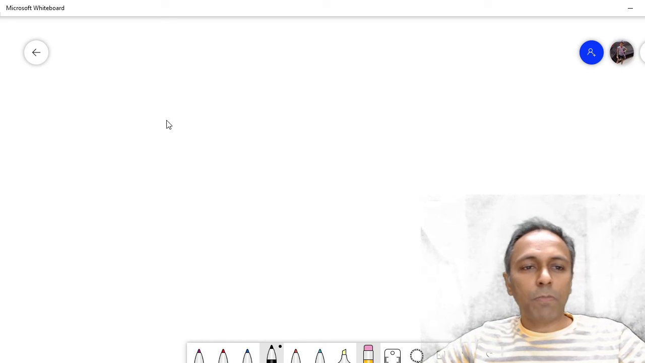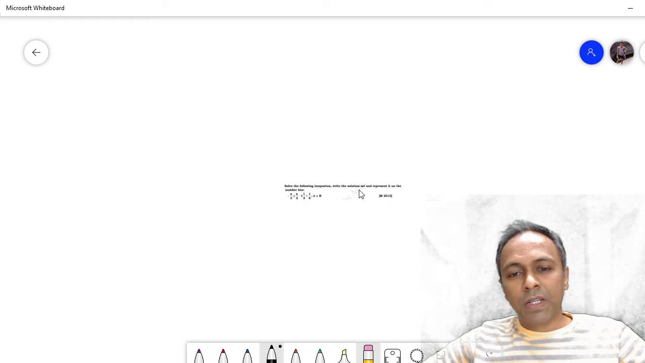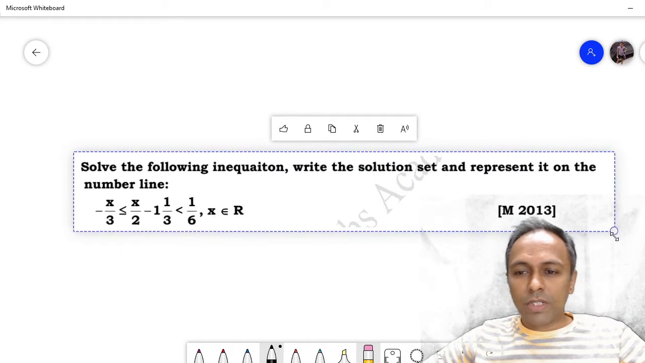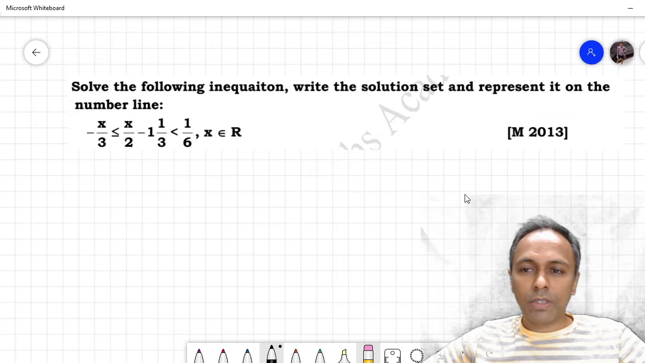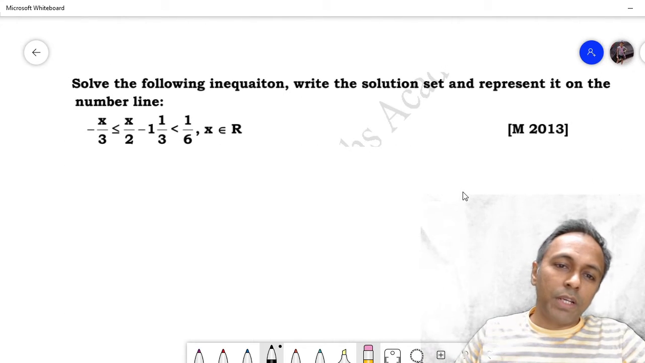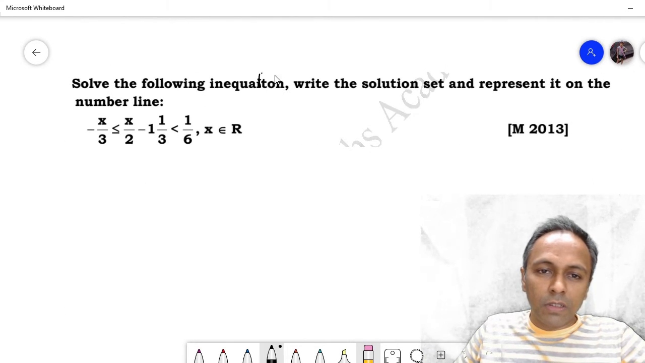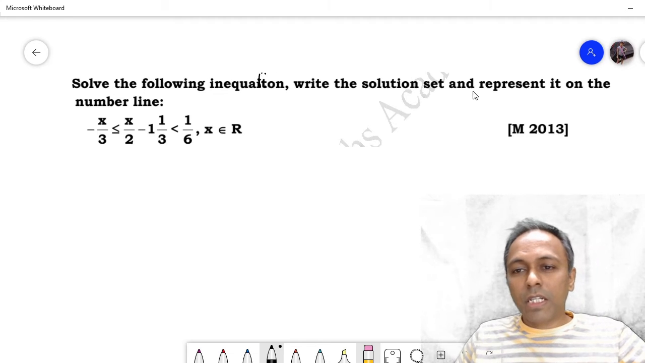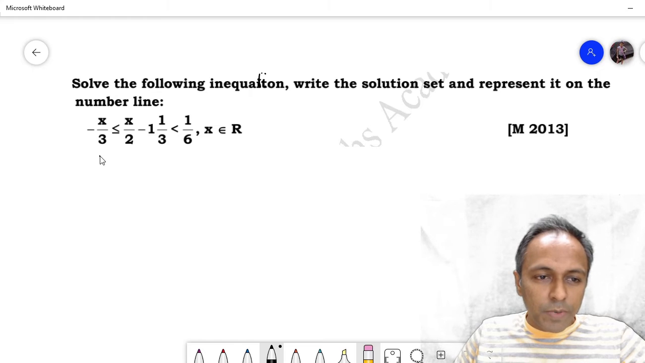Let us take some board questions. The question is a 2013 board question. Solve the following inequation. Write the solution set and represent it on the number line. Let us begin.